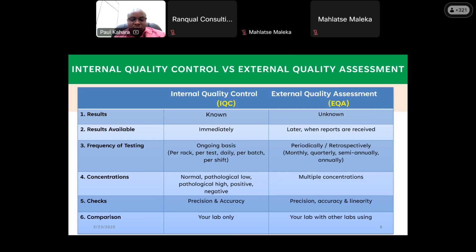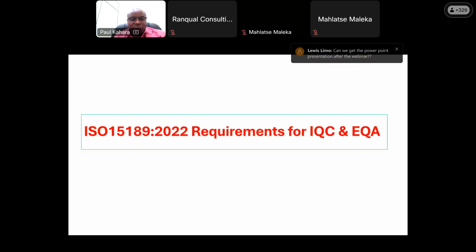In terms of comparison, IQC only does it for your lab. You're only comparing yourself, your equipment. But when it comes to EQA, you are comparing your results and others. So that is probably a quick difference between the IQC and EQA.